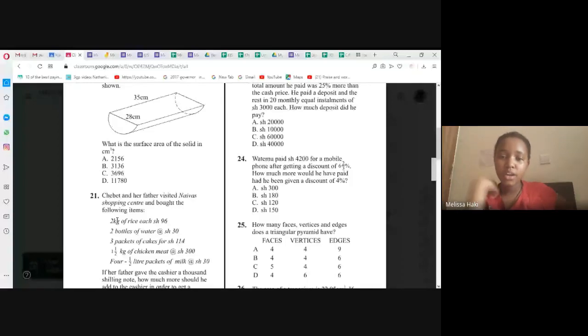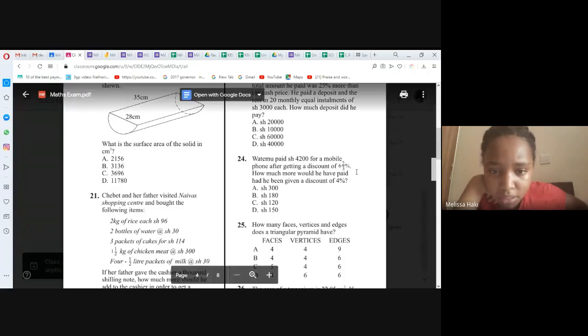Watemu paid 4,200 for a mobile phone after getting a discount of 6 2/3%. How much more would he have paid had he been given a discount of 4%?